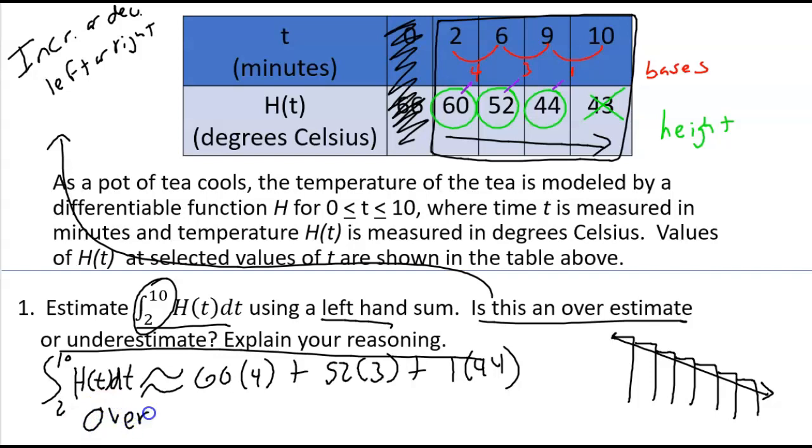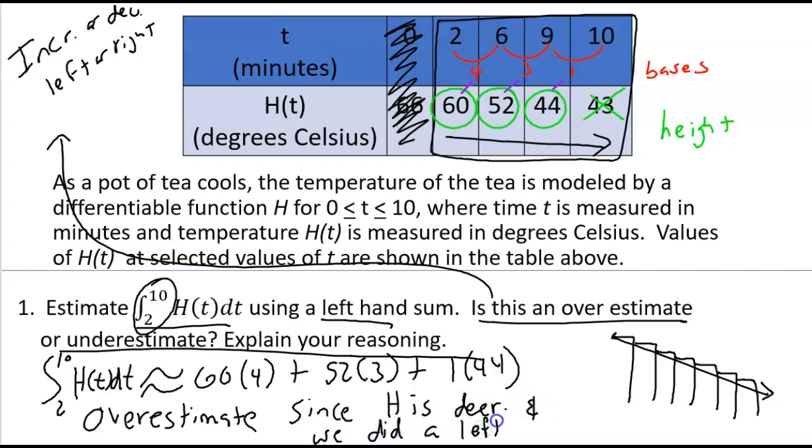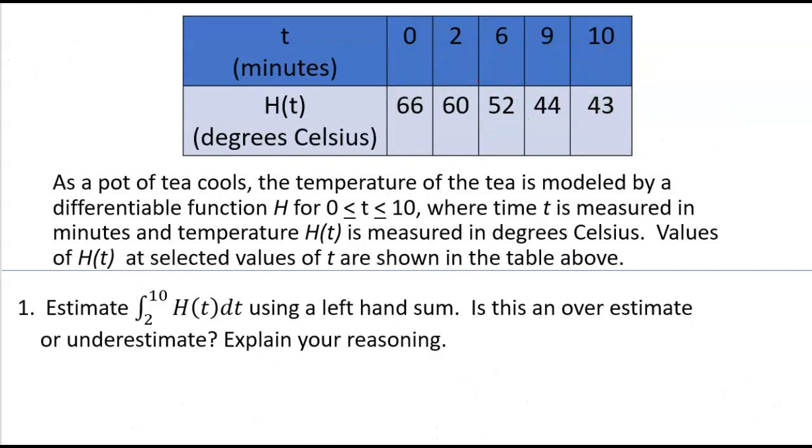But here's how you would say it. The picture does not count as an explanation. That's just me showing you guys how to figure it out. But the explanation would be it's an overestimate since h is decreasing and we did a left-hand sum. It's two things. It depends on whether the function is increasing or decreasing and whether you did a right or a left-handed sum. And the way that I do it is I just sketch a picture and look, are the rectangles going over the line or are they going under the line? If the rectangles are over, then it's an overestimate. And there you guys have it. So that's one type of Riemann question.